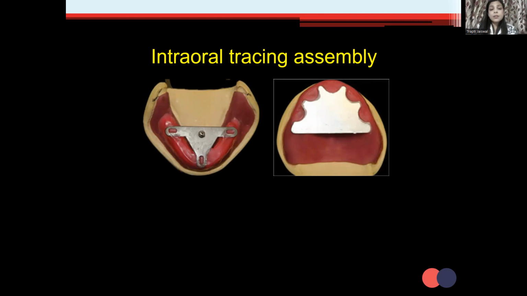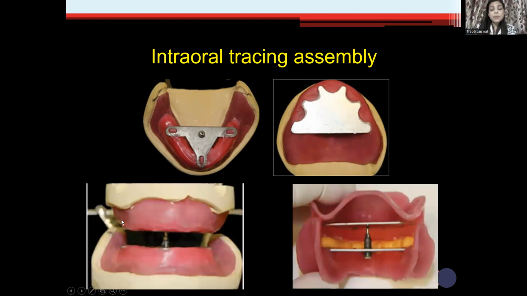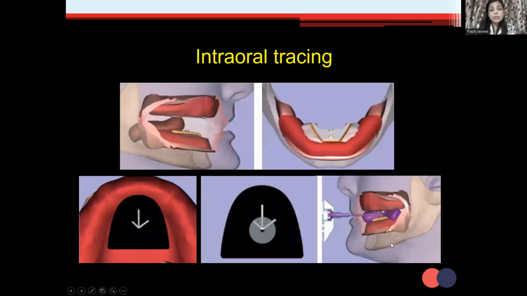So this is the central bearing plate, and this is the central bearing plate with the pointer attached. And this is the intraoral tracing assembly. So the patient has to perform the mandibular movements, and with these movements, the stylus or pin will make the markings or arrow point tracing on the plate. You can see the intraoral tracing done with the intraoral central bearing assembly in place, and the patient is asked to perform movements, and the tracing is obtained, arrow point tracing, and then we check records. The records are made in place.